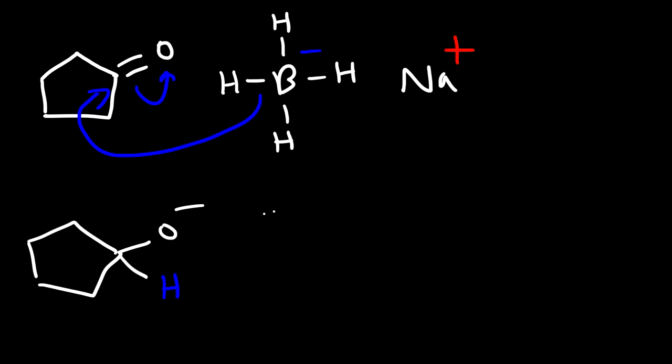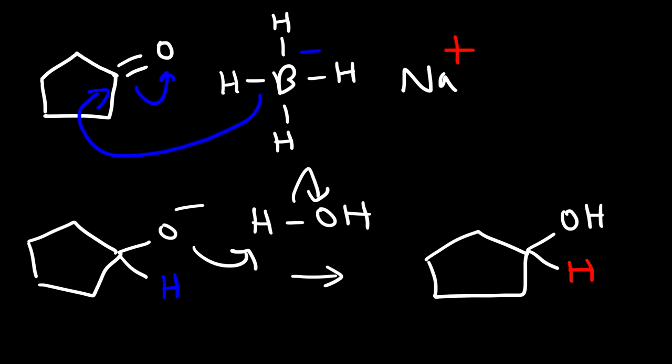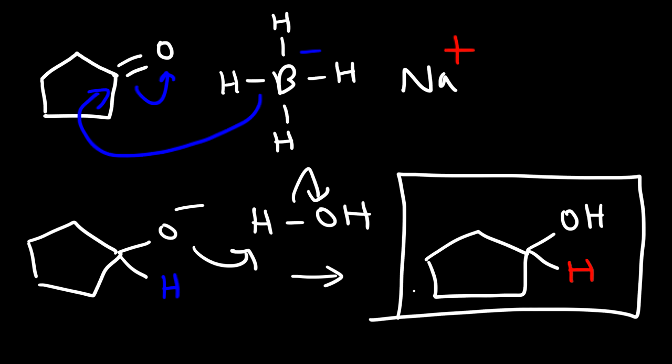And then the alkoxide ion will react with water. It could be H3O+ too, but I'm going to use water. And so that's where it picks up the second hydrogen atom, turning it into an alcohol. But this is the hydride ion that we added to it. And so that's a simple mechanism for the reduction of a ketone into an alcohol using sodium borohydride.